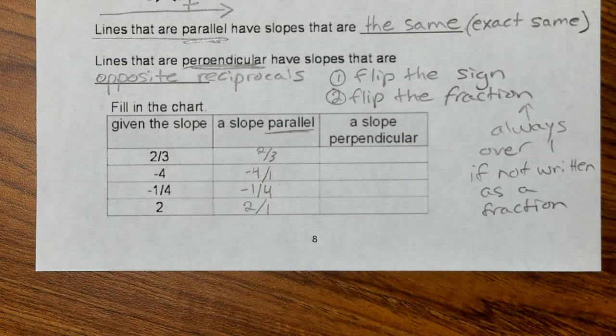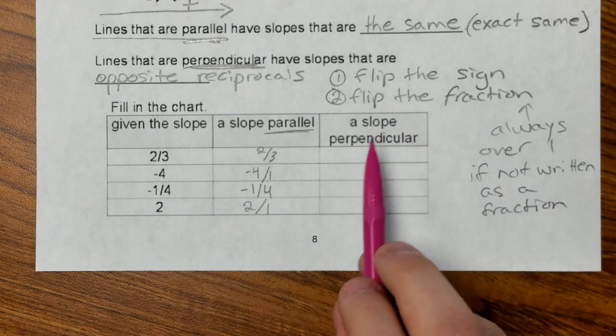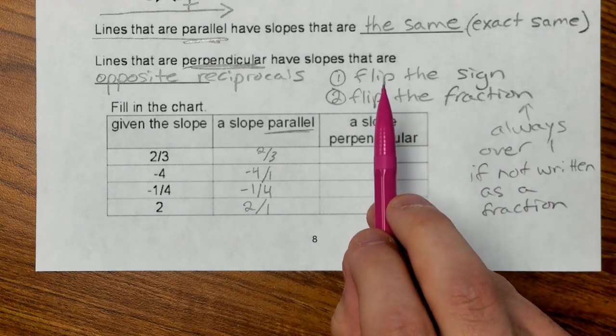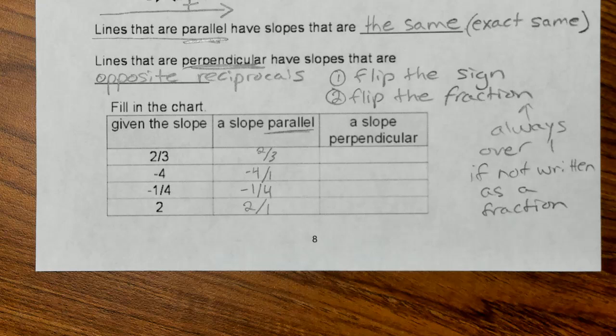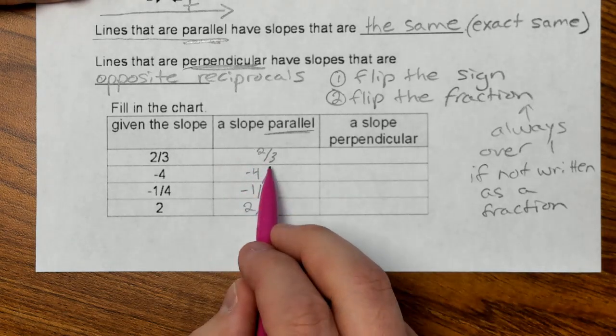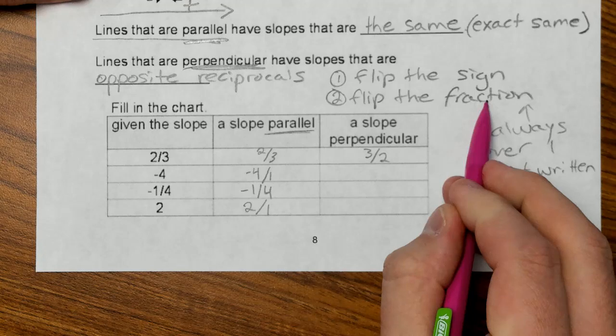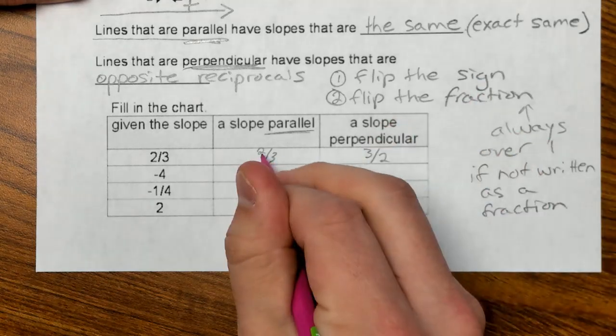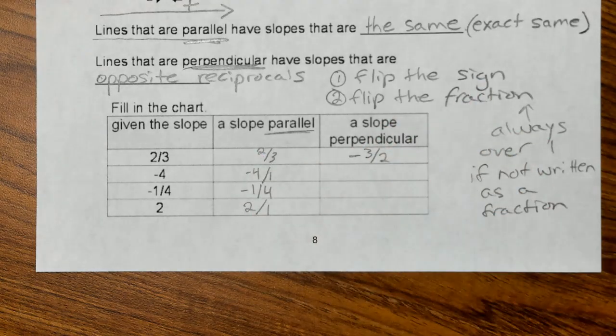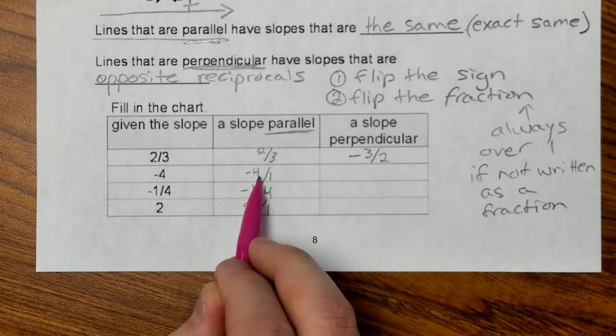Why am I doing that? Because a slope that is perpendicular does what? It does 2 things. Flip the sign and flip the fraction. So if I wanted to flip 2 over 3, it would now become 3 over 2. I flipped the fraction. I also have to flip the sign. So if this was positive, it is now negative.